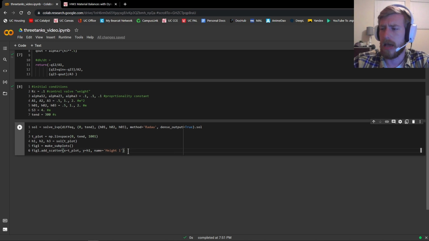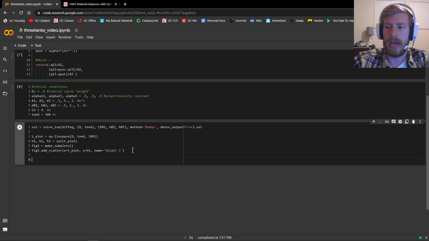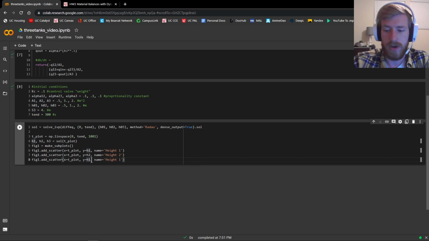And it's going to be in a line automatically, so we don't have to specify that. So we're just going to copy this. We're going to paste it, and we're going to paste it. And all we're going to have to do is change this to height 2, change this to height 2, change this to height 3, and this to height 3.